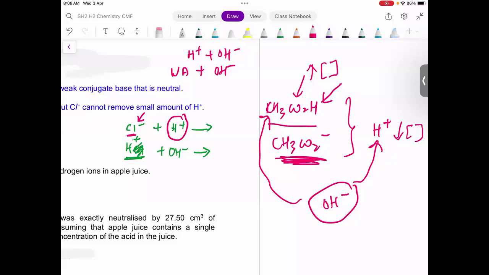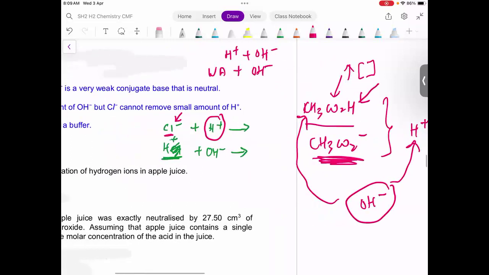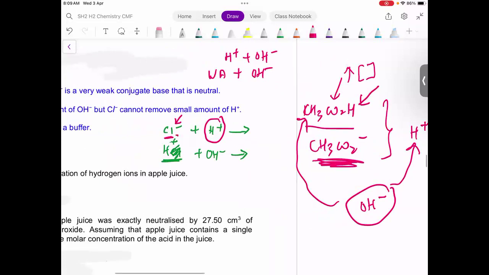H+ is already dissociated. So because it's suppressed, the concentration is low. We have a large amount of the weak acid, and we also have a large amount of the salt. So the weak acid dissociation is suppressed as a result of the high concentration of the salt. So in this system, it will be the weak acid that removes the OH-. But for a strong acid, there's no more of the molecular acid, so we are only working with this.